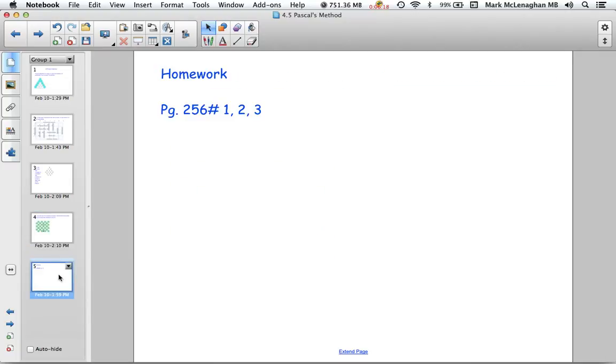Okay, so those are some ways that we can use Pascal's method. Again, in class we'll be exploring and looking at other ways that we can use this to try questions 1, 2, and 3. And we'll see you tomorrow.